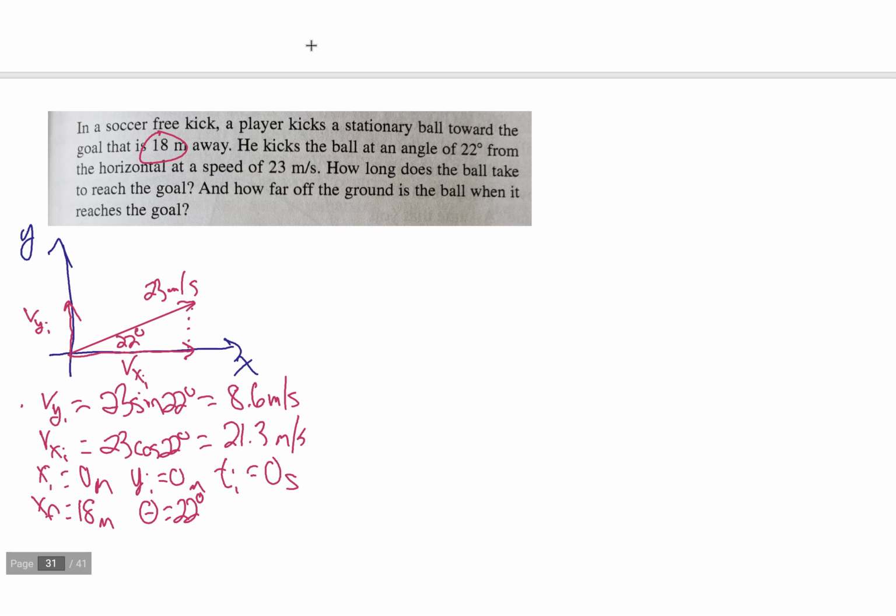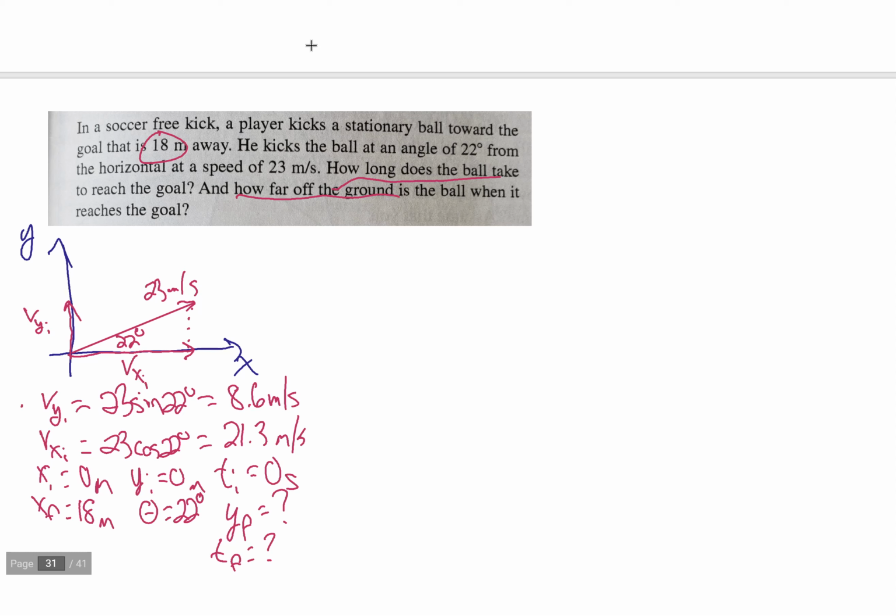Anything else we know? What don't we know? I think we know everything. We have written down everything we know. What don't we know? We have y sub i. We don't have y sub f. Okay? It's the questions here. Say how far off the ground is the ball when it reaches the goal. That's y sub f. We don't know that. And we also don't know how long does it take the ball to reach the goal. That's t sub f. Okay? Those are the two things we're looking for in this problem.